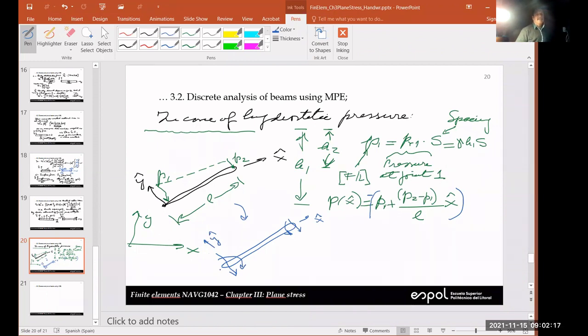And from this, if you want to solve, you have to take components in the global reference system. Let me draw that.